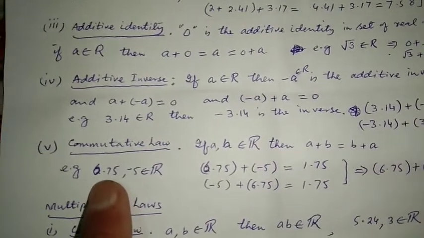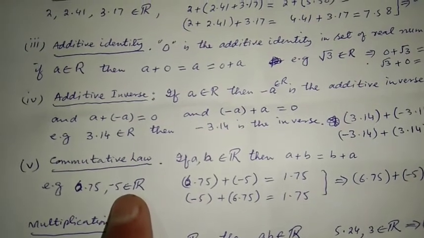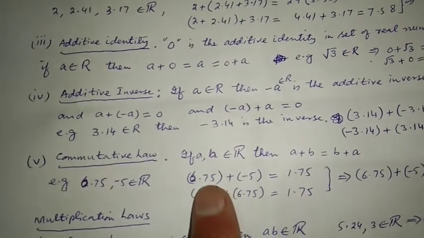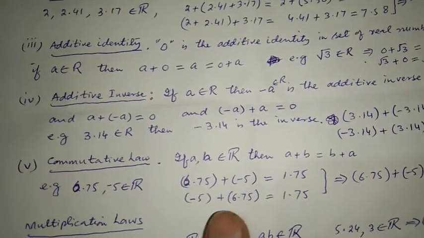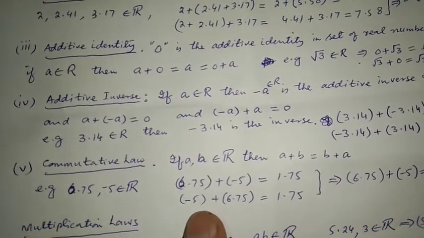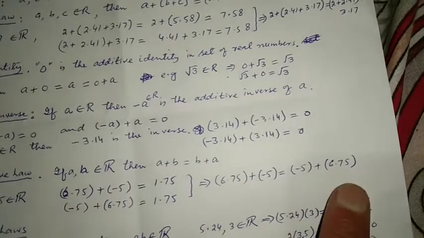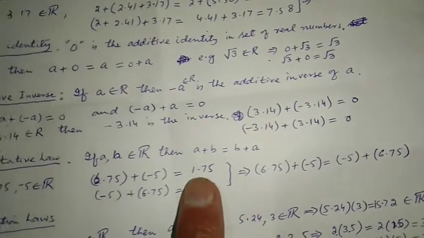For example, we are taking 6.75 and minus 5, two real numbers. So if we are adding like this, the answer is this. But if we reverse the order, the answer is the same. So this means both are giving the same answer, 1.75.